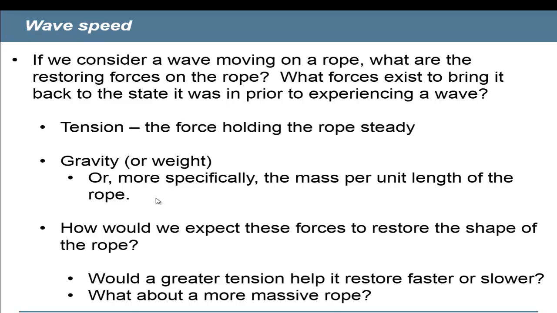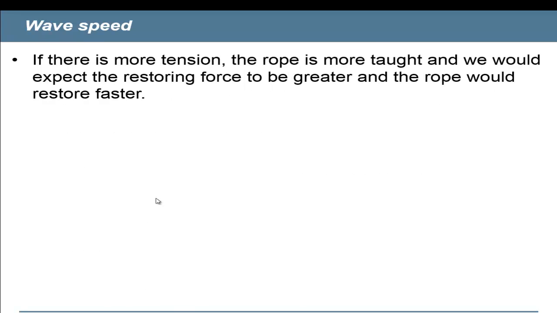Would a greater tension help it restore faster, or would it be slower? And what about a more massive rope? Would that make the restoring force faster or slower there? If there's more tension in the rope, we would say that the rope is more taut, it's tighter, and we would expect the restoring force to be greater, right? So the rope would restore faster. The more tension is on it, the tighter it is, so it has a greater restoring force. So we would expect it to return to equilibrium faster.